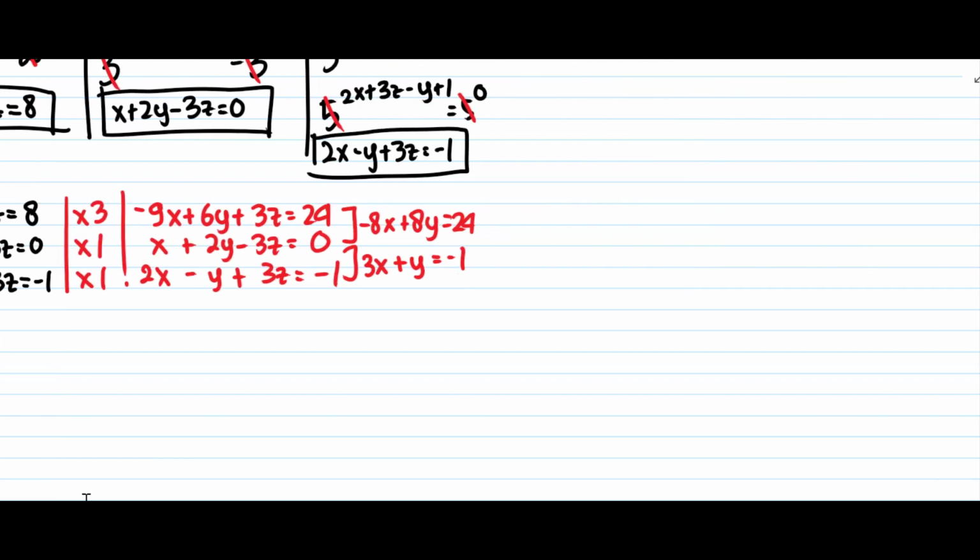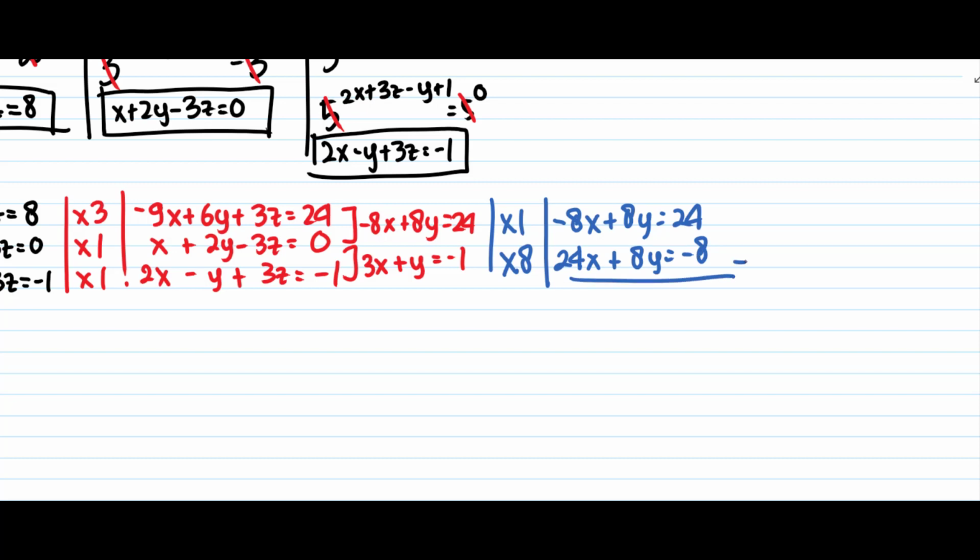Continue. The next is we have to times it by 1, times it by 8. Times it by 1: negative 8x plus 8y equals 24. For this one, times it by 8: 24x plus 8y equals negative 8. We can subtract them. Negative 32x equals 32. x equals negative 1.